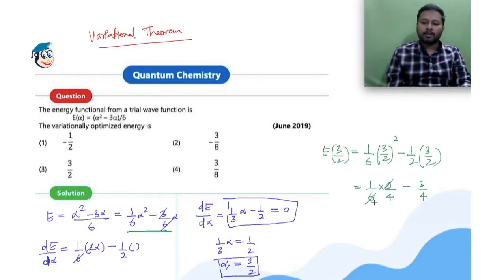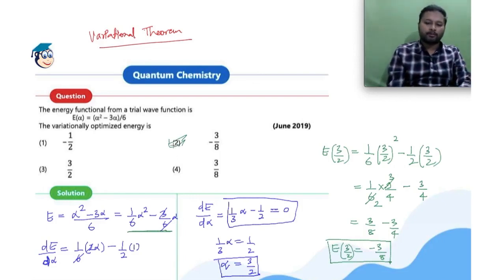It is going to be 2 times 3, and 3 times 3, so this will be 3 by 8 minus 3 by 4. You can take LCM and solve it. Since it's a bigger term, this will be minus 3 by 8. So this is how you get the energy at alpha 3 by 2 as minus 3 by 8. Minus 3 by 8 is the variationally optimized value of energy, so the correct option is option number 2.